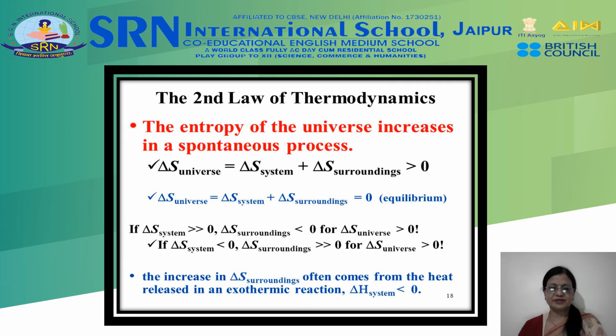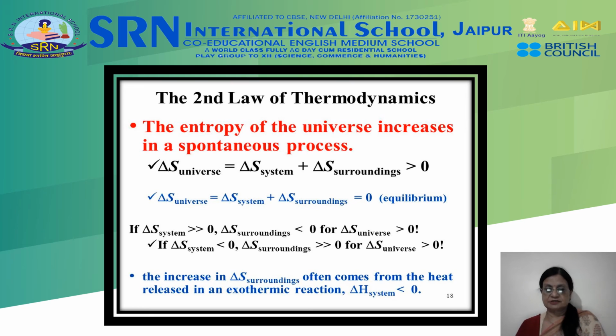The second law of thermodynamics states that the entropy of the universe increases in a spontaneous process. It means the entropy of the universe is the change in entropy of the system plus the change in entropy of the surroundings, that is delta S universe, and this delta S universe is always greater than zero. So for a spontaneous process, delta S universe should be positive.